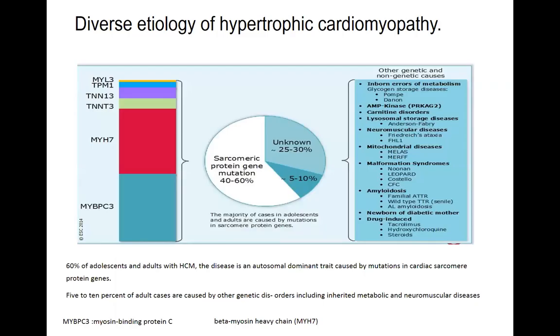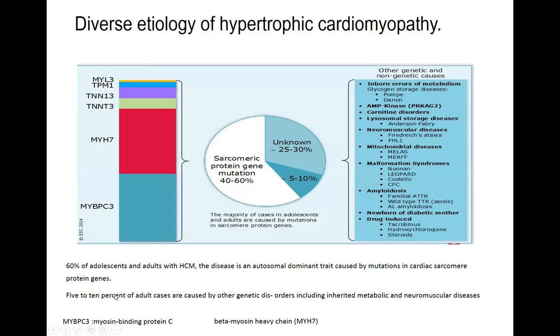So as you can see here, 60% happens due to a sarcomeric protein gene mutation in 40 to 60%. 25 to 30% is unknown, and 5 to 10% is due to other genetic or non-genetic causes. So what you need to know is that in 60% of adolescents and adults with hypertrophic cardiomyopathy, it's a dominant trait caused by mutation in cardiac sarcomeres.